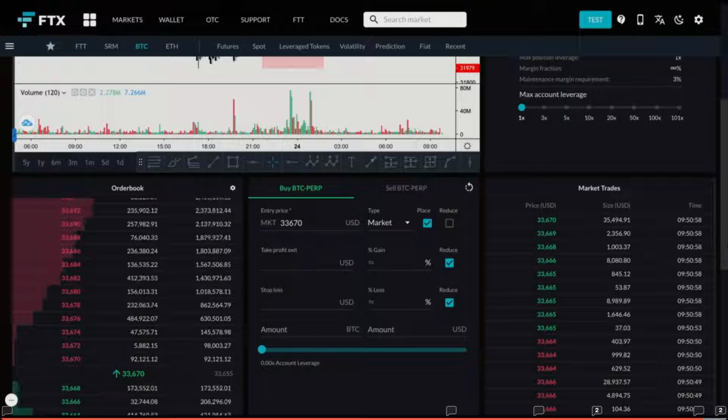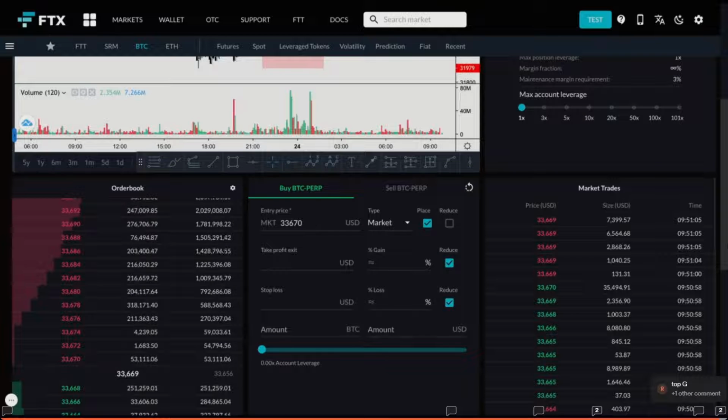That's everything basically on spot and perpetuals that we wanted to cover. I'll go into some other videos now covering how to trade, how to place trades, how to short, and everything like that.